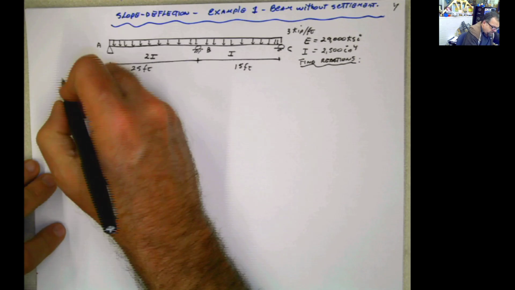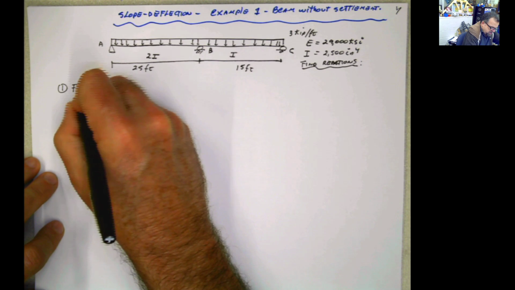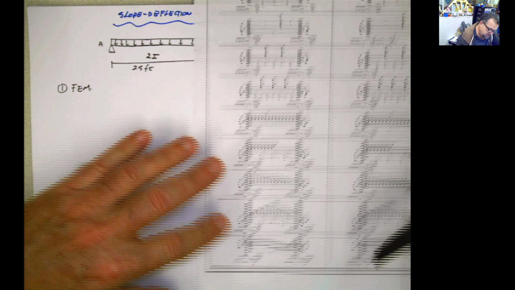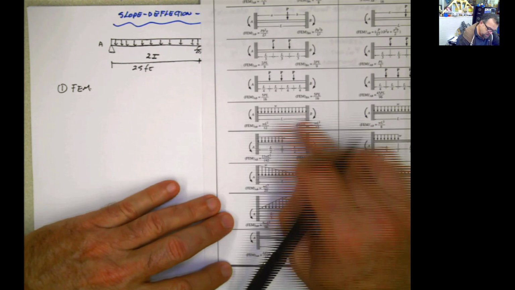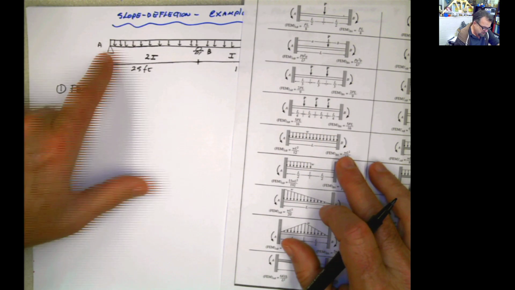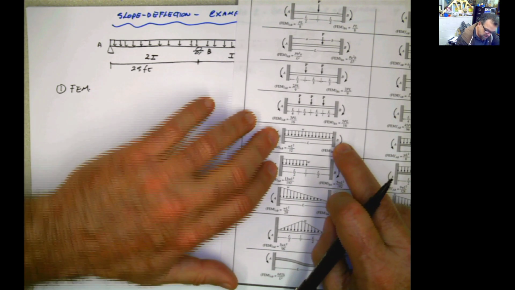The first thing that I like to do is finding the fixed end moments, because it's really easy. You just finish that and that's it. So what case do we have? We have this case. If you look at this, the fixed end moment AB, you assume that it's completely fixed, like that, and this is what we have.